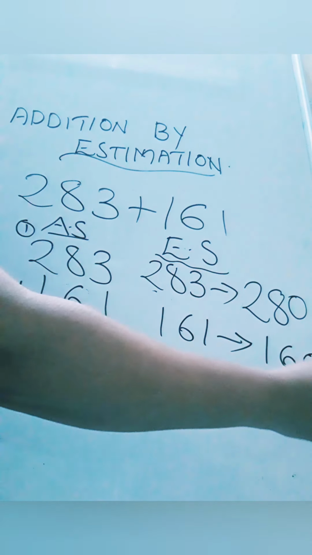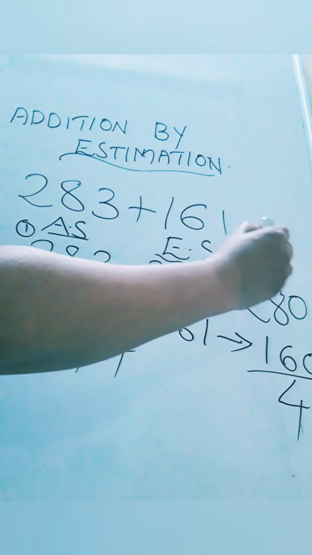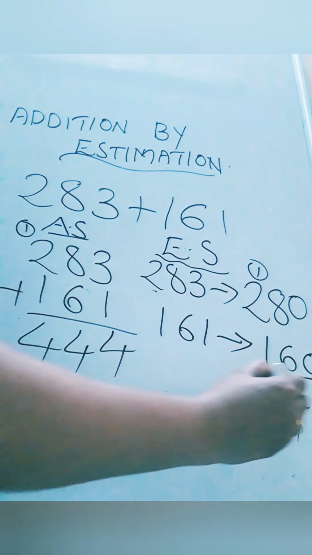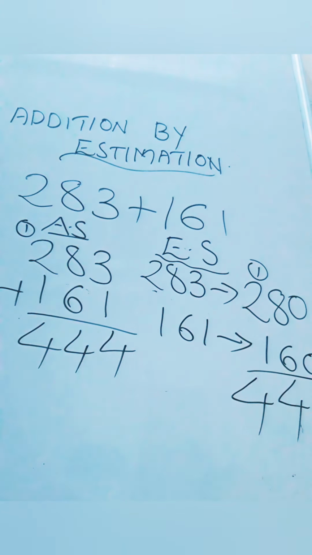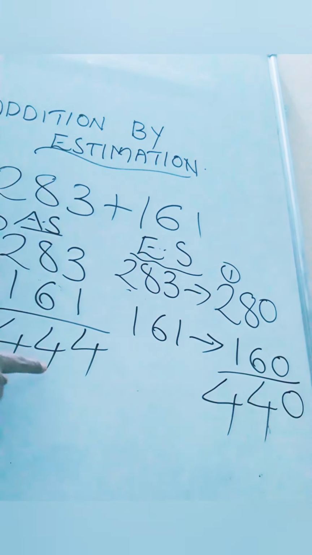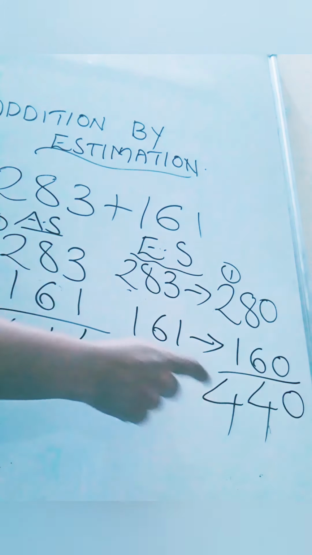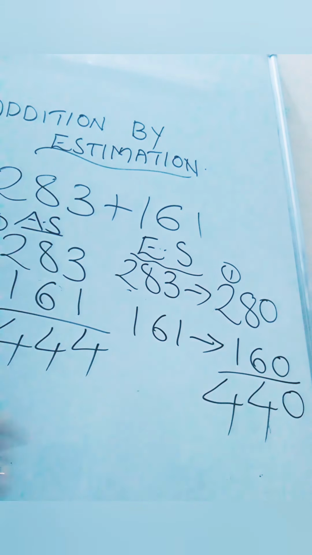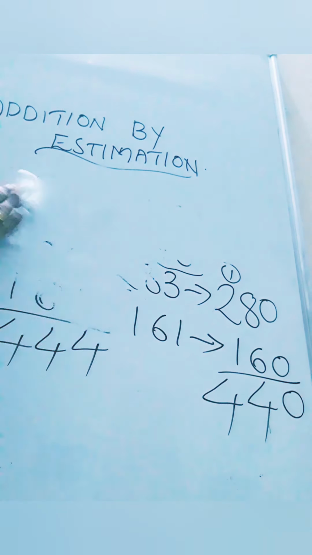Add these. 0. 8 plus 6 is 14. 2 plus 1 is 3. 3 plus 1 is 4. 440. 440 is our answer. See here, the actual sum is 444. The estimated answer is 440. So it is very near to the real answer or actual answer. We will do one more 3-digit example, then we will wind up this video. Nearest hundreds I will do in the part 2 video. Nearest tens now we will do. Otherwise the video will be lengthy.